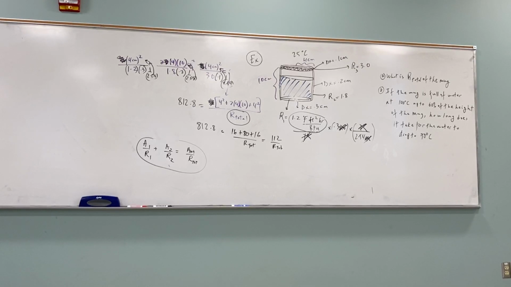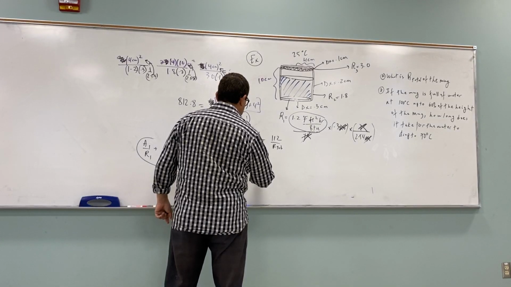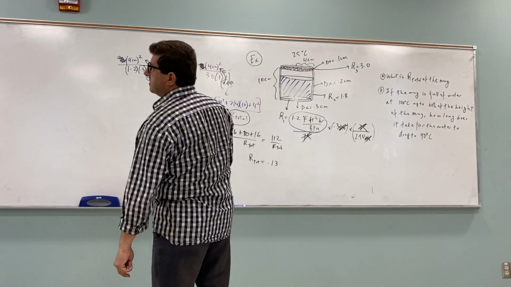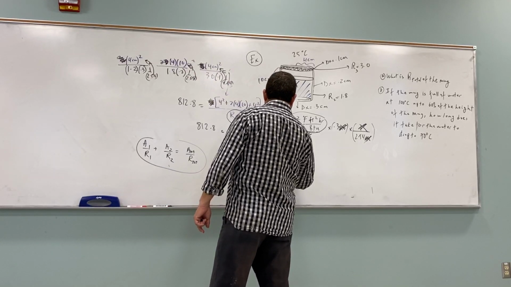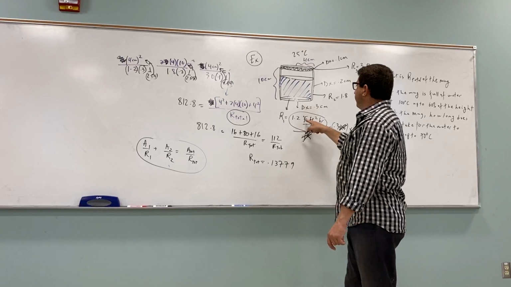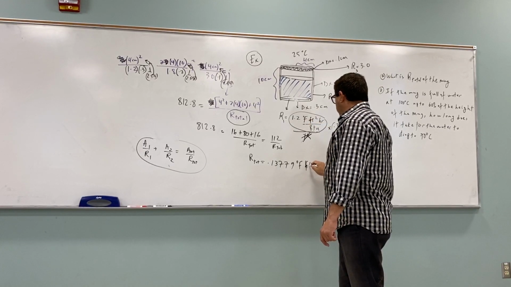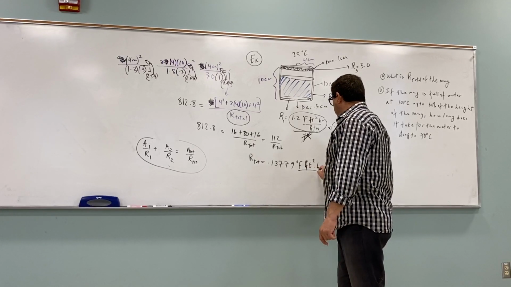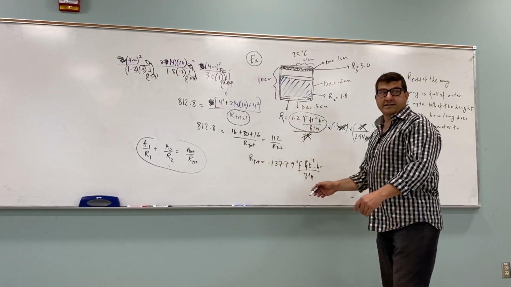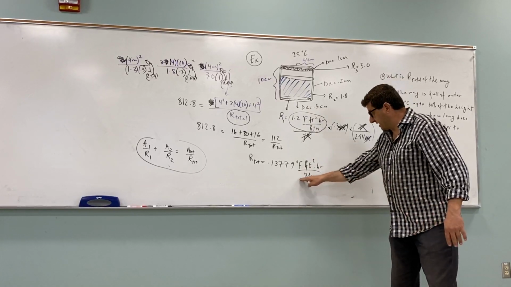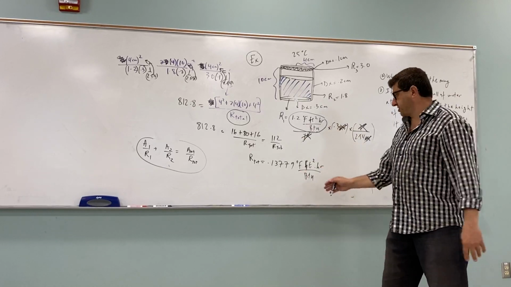So, power of -1 times 112, 0.1377. 0.13779. And the units of that will just be Fahrenheit feet squared times hour over BTU. Not per 1 inch of the material, right? It's not per 1 inch. That is just the unit.